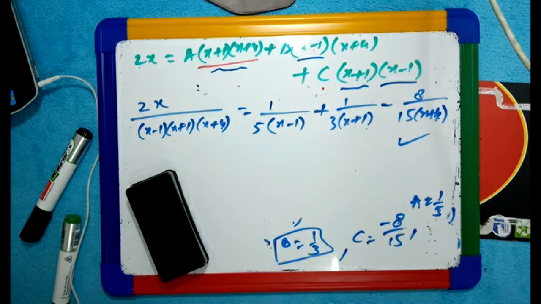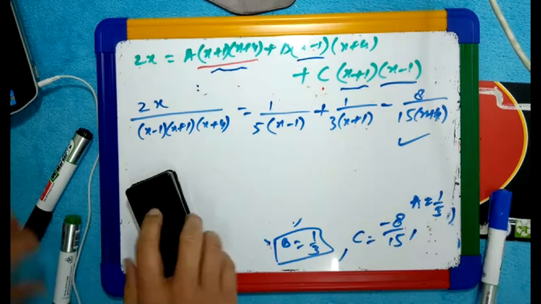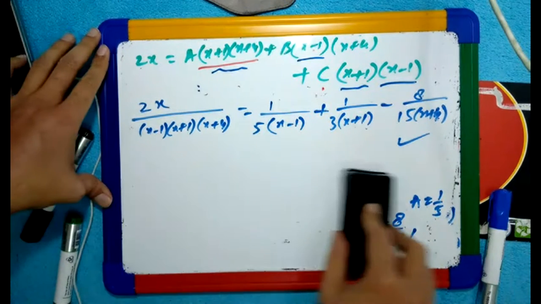So we discussed the complicated second case, right? This is the partial fraction of the second condition. Now one more condition I will tell you. Let me just write it down the last time. Got it? Okay.